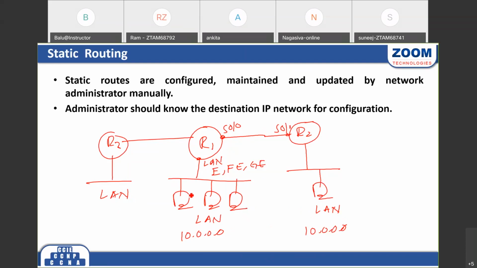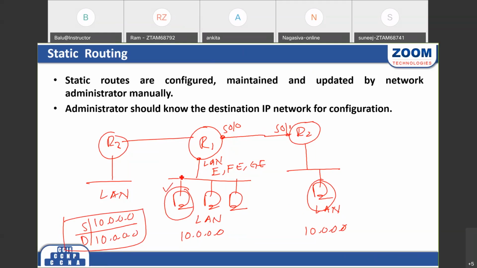See, the first computer of R1 is trying to communicate with the first computer of R2. So the R1 first computer is the source and the R2 first computer is the destination. Now tell me guys, what is the source network address? The source network is 10.0.0. The destination network address is what? 10.0.0. This IP packet is being generated.